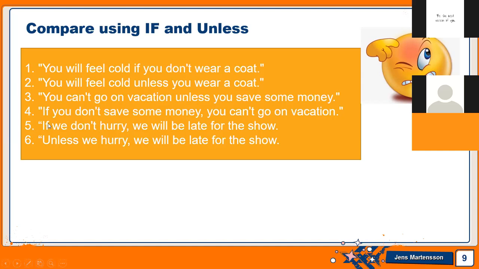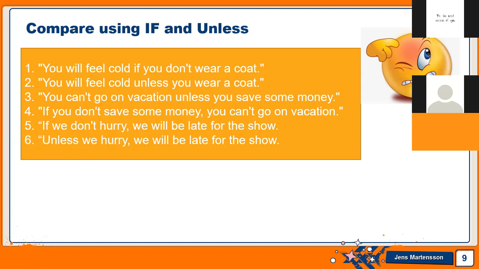Okay, the last, if we don't hurry, we will be late for the show. Unless we hurry, we will be late for the show. This one is using a negative sentence. This one is not using a negative sentence because the meaning of unless is negative. Okay, right? Any problem?